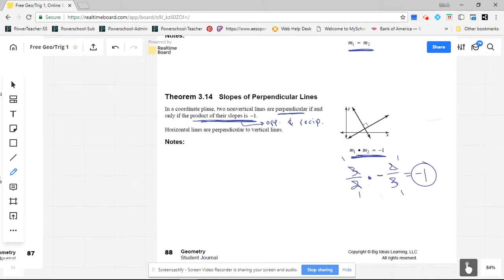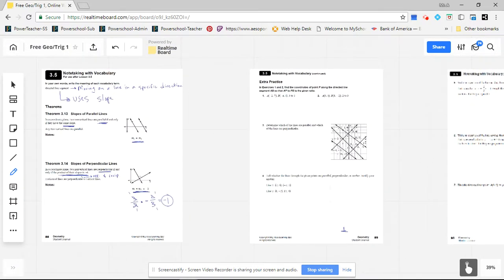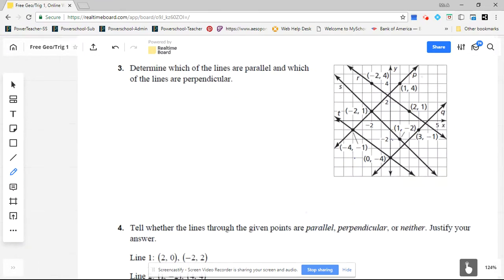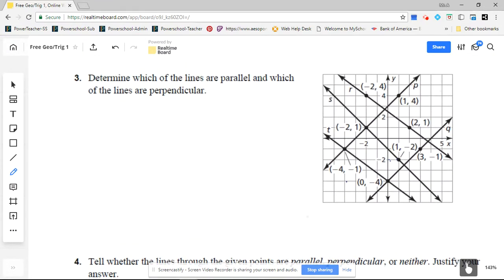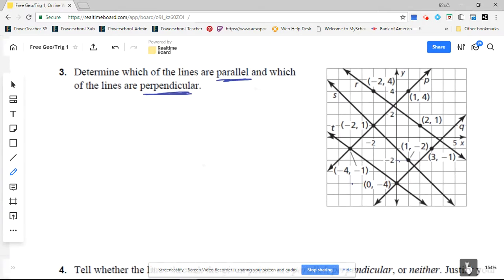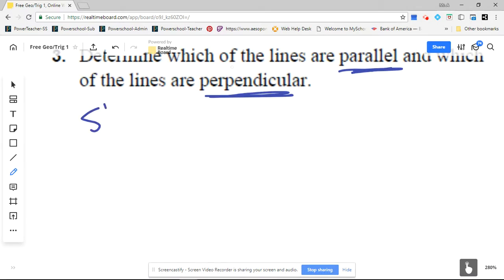All right, let's look at the extra practice. I'm going to come back to 1 and 2. We're going to do the other ones first, because directed line segments are a little bit tricky, and I want to do those right at the end. So let's look at number 3 first. It says determine which lines are parallel and which lines are perpendicular. To do that, we're going to need their slopes. So we're going to need to find their slopes.